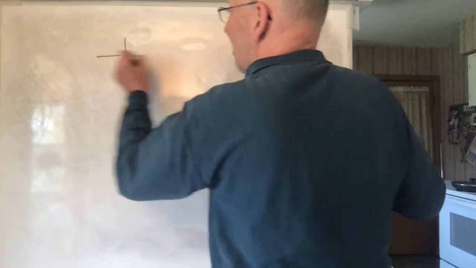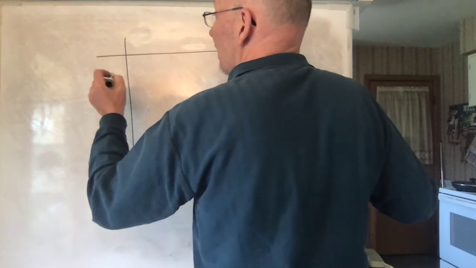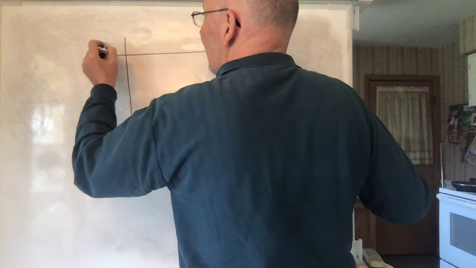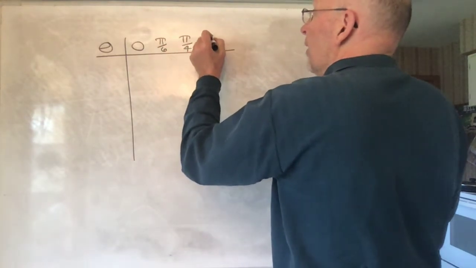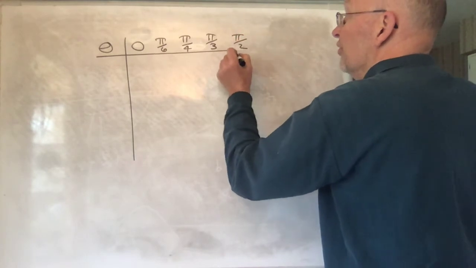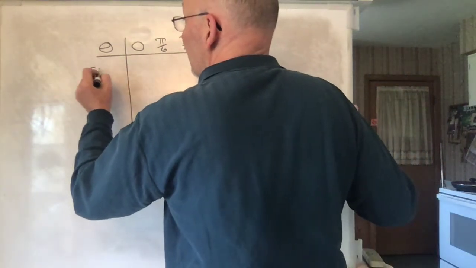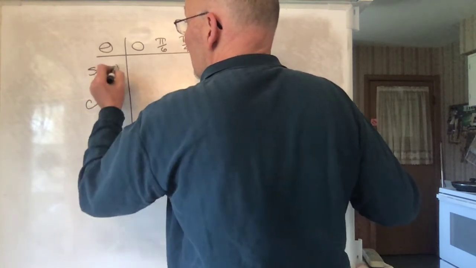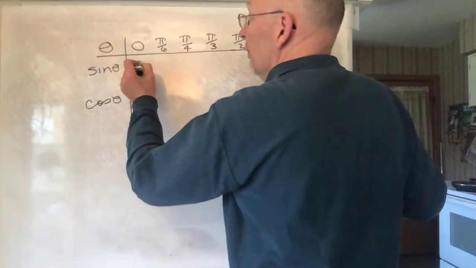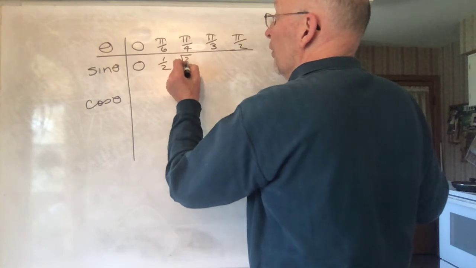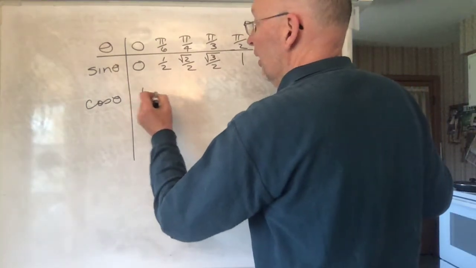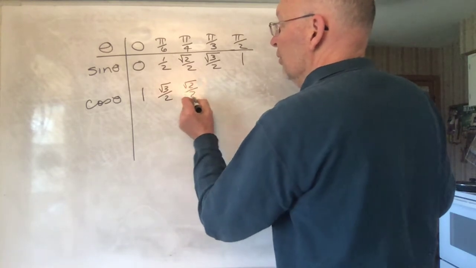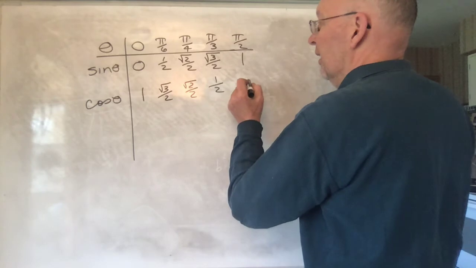If you do have a table, here's your theta, and your theta is going to be 0, pi over 6, pi over 4, pi over 3, pi over 2. Let's just do those. And then here is your sine and the cosine. The sine of 0 is 0. The sine values are 1/2, square root of 2 over 2, square root of 3 over 2, and 1. And the cosine is just the reverse: 1, square root of 3 over 2, square root of 2 over 2, 1 over 2, and 0.